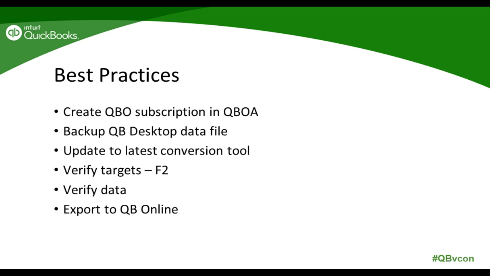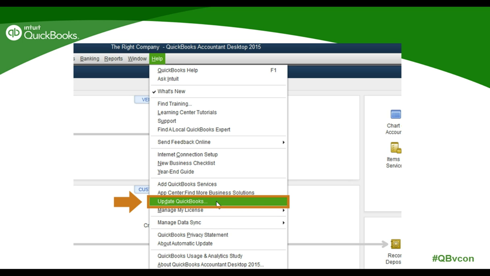Then in QuickBooks Desktop, you'll want to update to the latest conversion tool, because remember, the conversion tool is part of the QuickBooks Desktop program. Then you're going to verify targets. We're going to go look at some screenshots of the rest of this. So the rest of this I'll talk about here. We're going to verify targets, verify data, and send it to QBO. Okay, let's look at what that looks like.